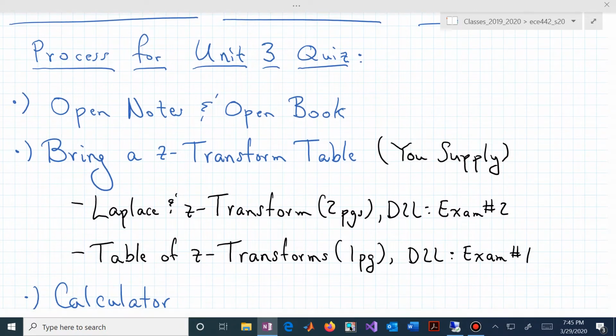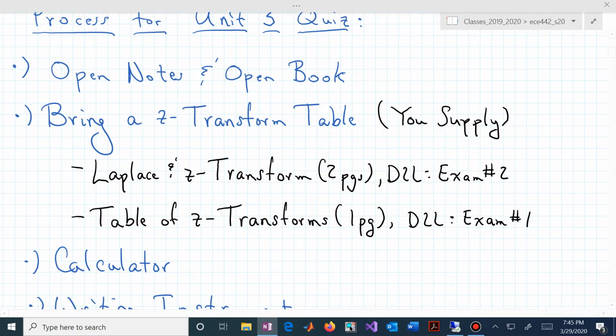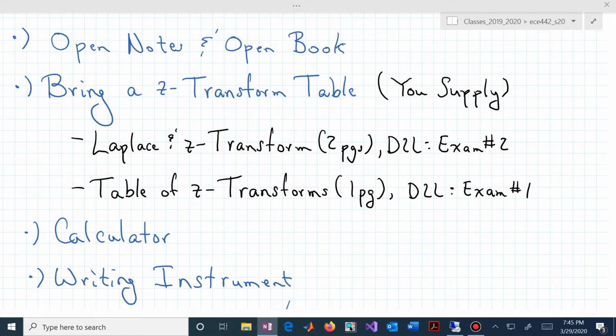What's the process for unit number 3's quiz? It's open notes and open book. You can bring a Z transform table. You can actually bring both. You can bring the one for exam number 2, which has Laplace and Z transforms in the same row, which is useful for zero order holds, but that's for unit 4 essentially. Or you can bring exam number 1's table of Z transforms, but both of those you'll want to be able to use to inverse Z transform.